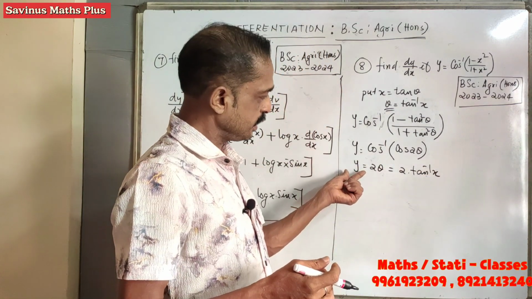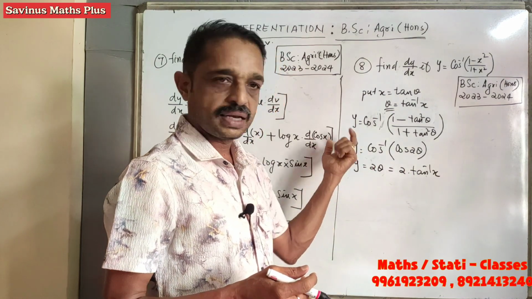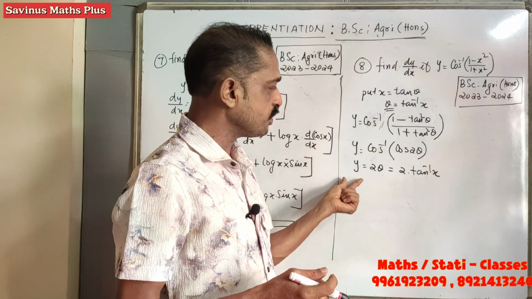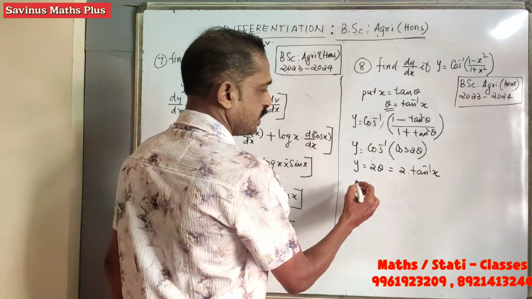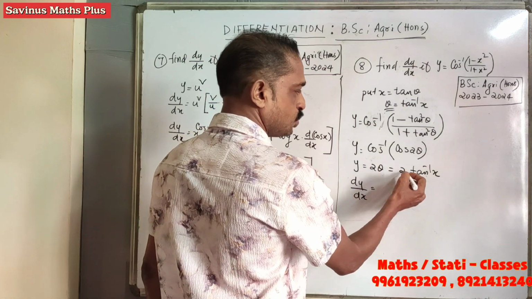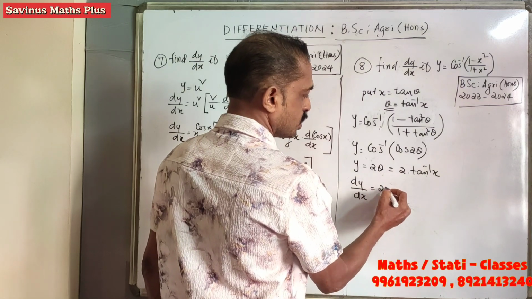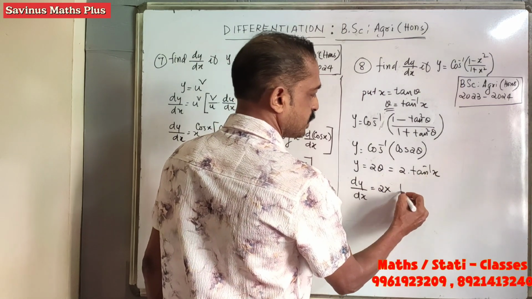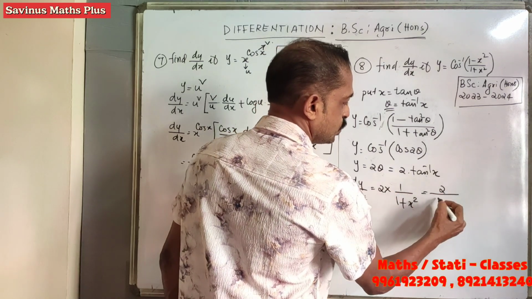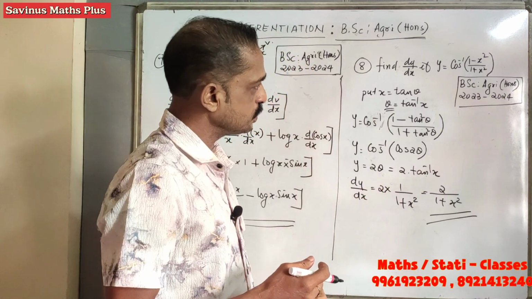Now y is a function of x alone, so here y is an explicit function, and we can differentiate y with respect to x very easily. So dy by dx, with y equal to 2 tan inverse x: 2 is a constant, and the derivative of tan inverse x with respect to x is 1 by 1 plus x square. That is 2 into 1, 2 divided by 1 plus x square. So that is the derivative of this function with respect to x.